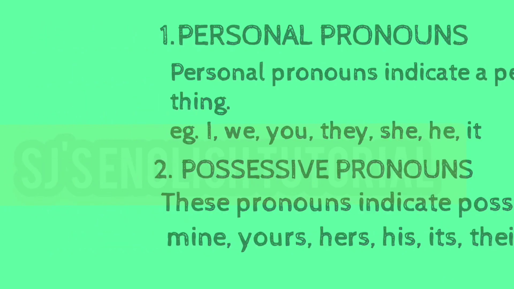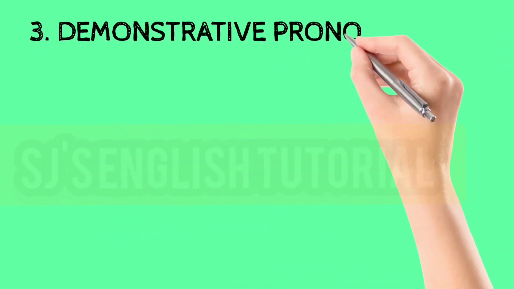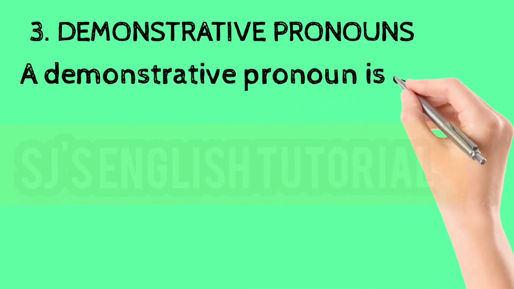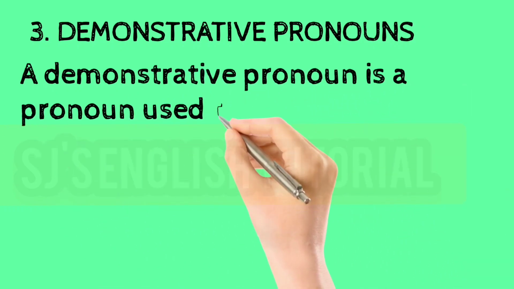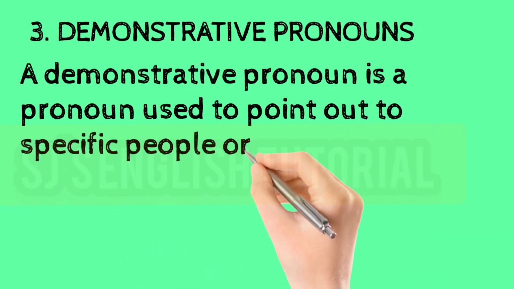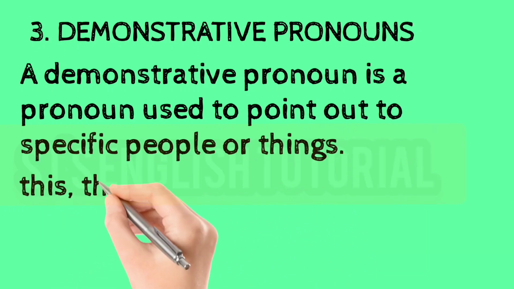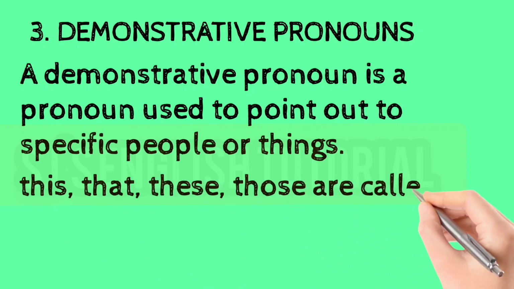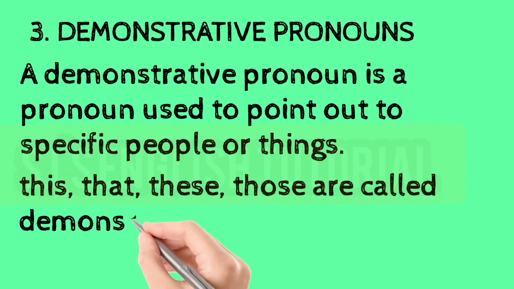Let us see the third variety. The third type is a demonstrative pronoun. A demonstrative pronoun is a pronoun used to point out to specific people or things. These are just 4 in number. They are this, that, these, those. These 4 pronouns are called as demonstrative pronouns.